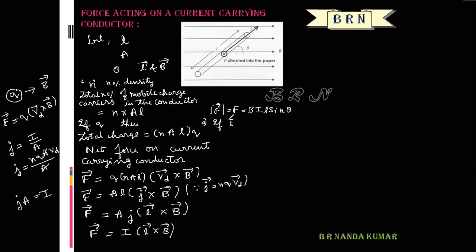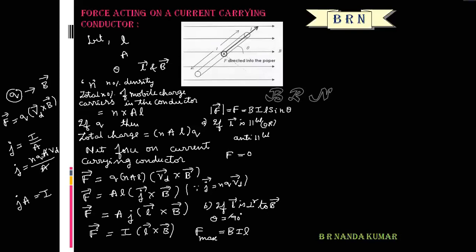If L vector is parallel or anti-parallel to the direction of magnetic field, theta is 0 degree or 180 degree, the force experienced by the current carrying conductor is zero. If L vector is perpendicular to B vector, then what is the value of theta? Theta is 90 degree. The force acting on the current carrying conductor is maximum, that is B I L sin 90, sin 90 is 1. So this is the maximum force acting on the current carrying conductor.